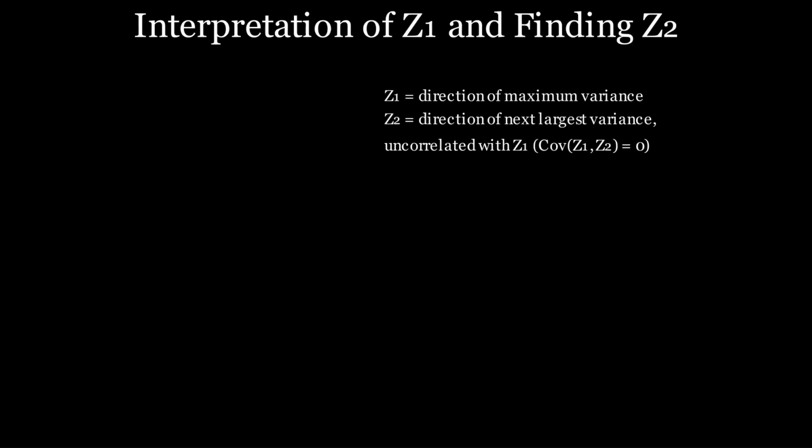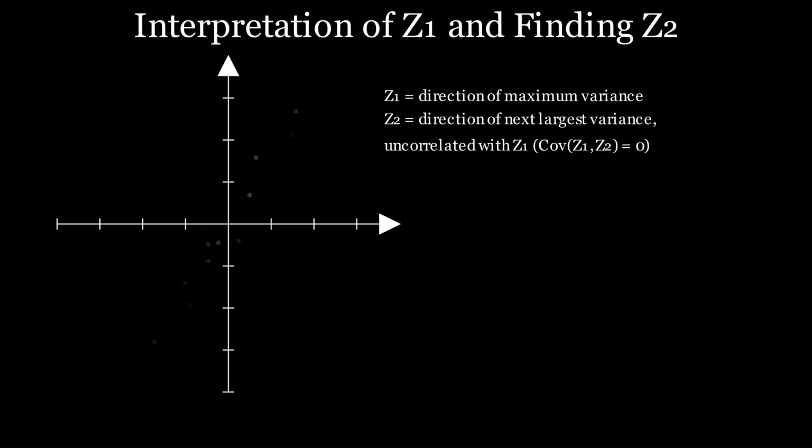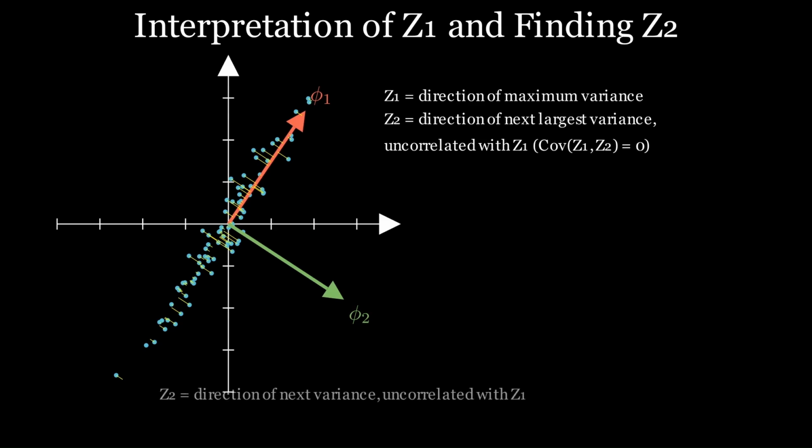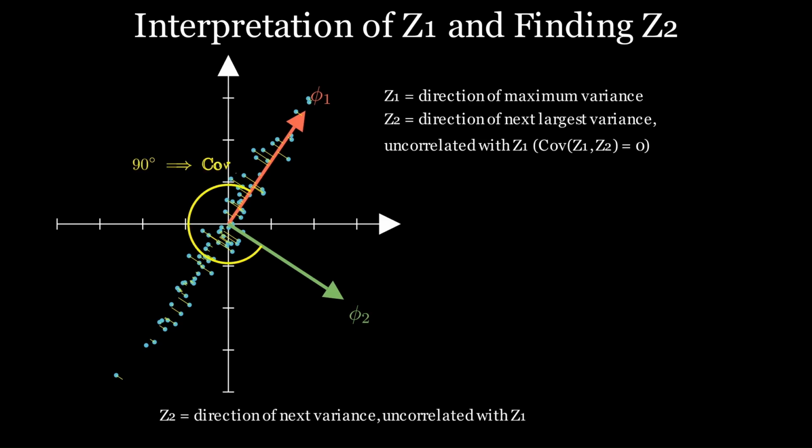This process is repeated for each principal component, ensuring each one has a covariance of 0 with each other principal component. The first principal component is the direction of maximum variance, and the next principal component has the next largest variance. Since the covariance between these components is 0, the directions of the principal component vectors are orthogonal.